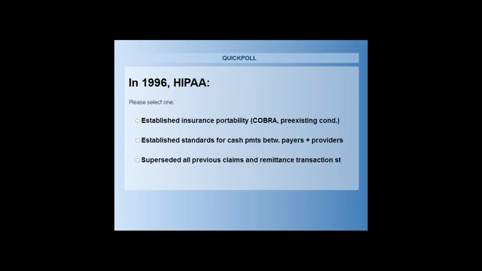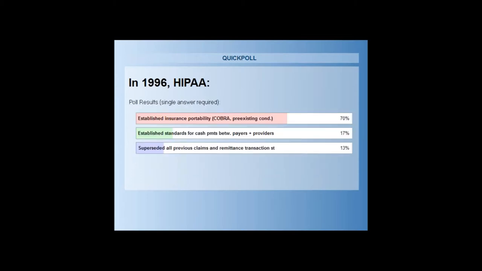We have got 94% of the folks have voted, so we're going to close the poll. 70% of the folks picked the first option, and that is correct. B is not correct because there are no electronic standards that govern cash payments between payers and providers. Electronic cash payments are basically electronic funds transfers, EFTs. Those are not governed by HIPAA. They're governed by the American Bankers Association rules, and maybe there is a federal standard on that as well. HIPAA does regulate remittance advices, but remittance advices are not electronic cash payments. So there's a trick built into B here, although I know most of you got it right by saying A is the right answer.